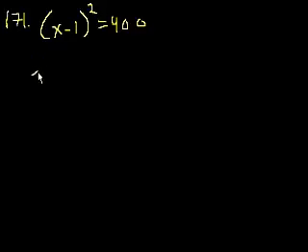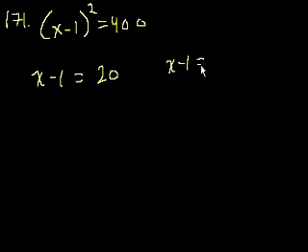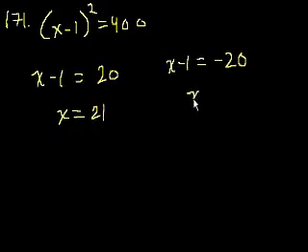So that means that x minus 1 is equal to positive 20, the positive square root of 400. Or, and don't forget this also means that x minus 1 could equal minus 20, right? Because minus 20 squared is also 400, the negative square root. In this case, if you add 1 to both sides, you get x is equal to 21. In this case, if you add 1 to both sides, you get x is equal to minus 19. So that's what the values of x are.